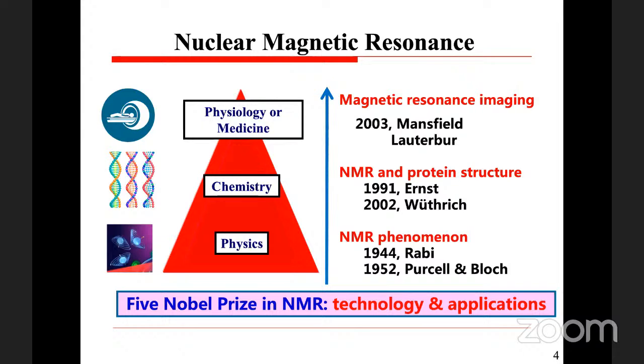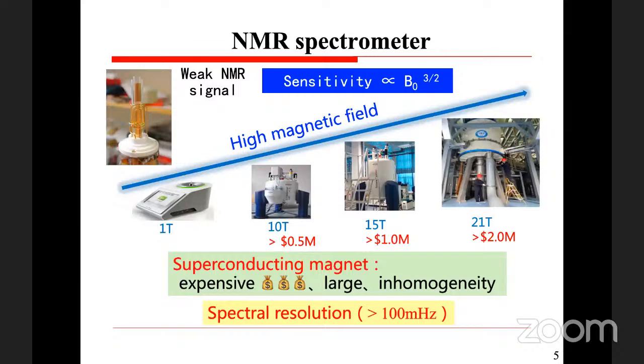So in history, NMR has been awarded 5 Nobel Prizes, ranging from physics and chemistry to medicine. For example, NMR has very important applications in biological imaging, which is very useful for human medical diagnosis. The detection of NMR is usually based on Faraday induction pickup coils, so the sensitivity of such a method is proportional to the magnetic field.